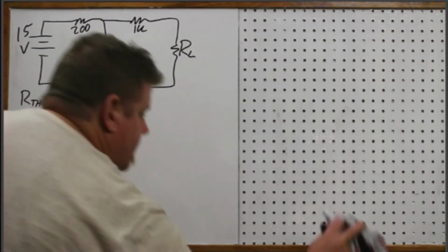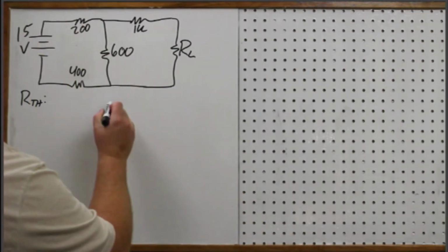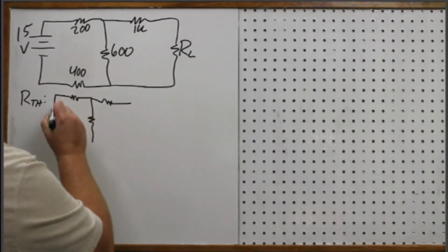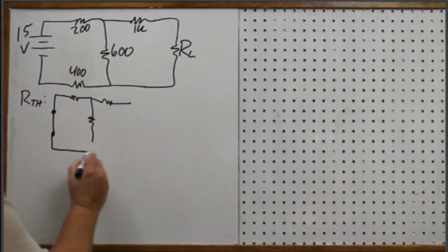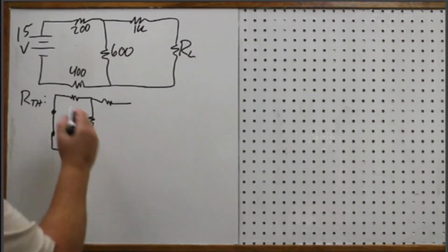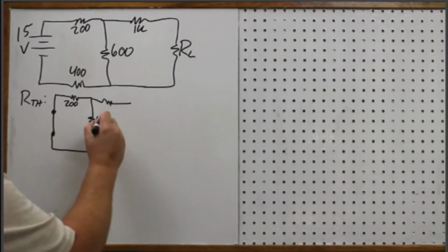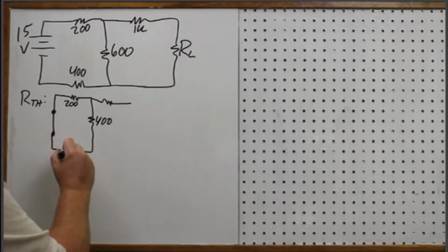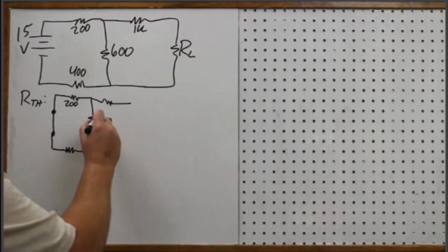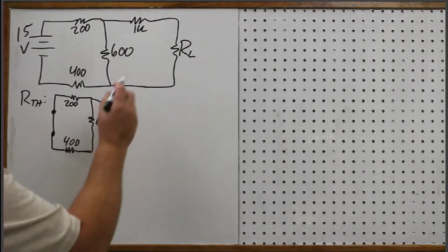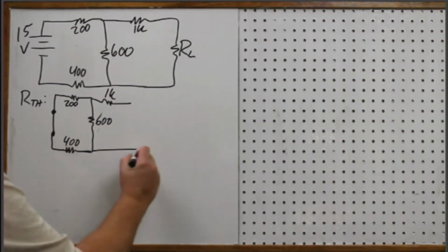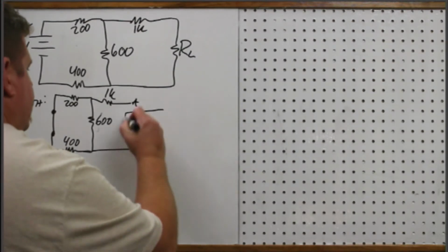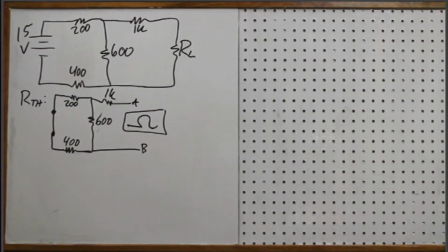I'm going to move this over a bit. I'm going to show over here on the left that this voltage source has been shorted out. There's 200. There's 400. Whoops, sorry. This one is 600. This one is 400. 1K. And there's my open terminals, A and B. So it's as if we place an ohm meter here between those two terminals. Okay?